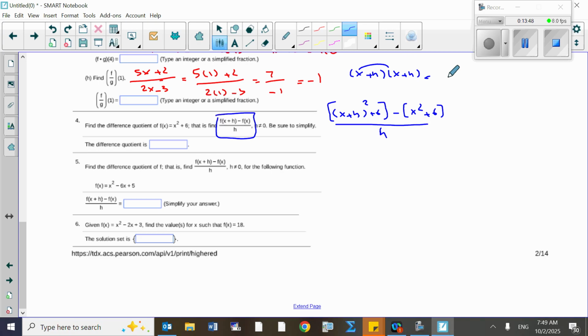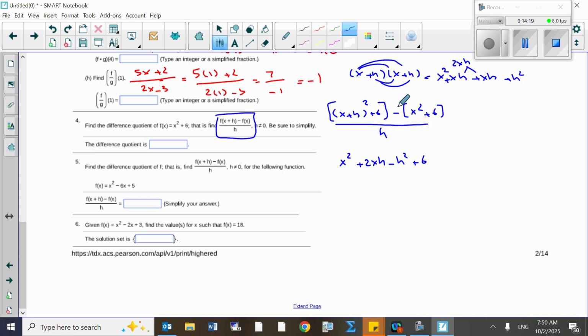Now, x times x, x times h, h times x, and h times h. And when I combine the two middle terms together, it's going to be 2xh. So I can write that here. We have x squared plus 2xh plus h squared. And I had a plus 6 here. So this is the first one.